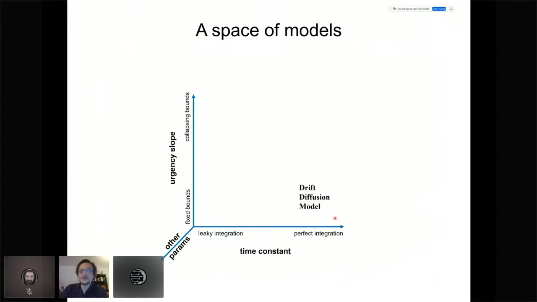The drift diffusion model would be here. The urgency gating model would be here. And other models that have been proposed, like the leaky competing accumulator, might be here. Mike Shadlen suggests something like a drift diffusion model with urgency, which might lie here, et cetera.